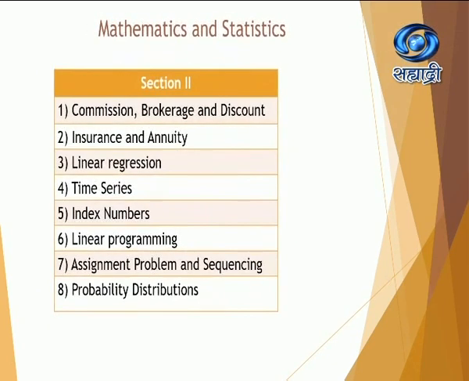Then in section 2, the statistics part, we have 8 chapters. First, commission, brokerage and discount. Second, insurance and annuity. Third, linear regression. Fourth, time series. Fifth, index numbers. Sixth, linear programming. Seventh, assignment problem and sequencing. And the last is probability distribution.